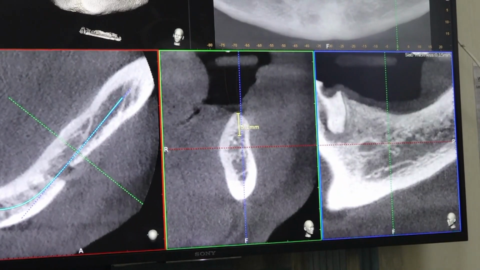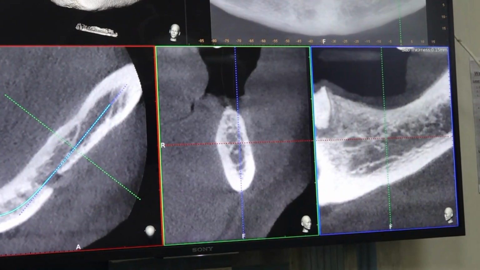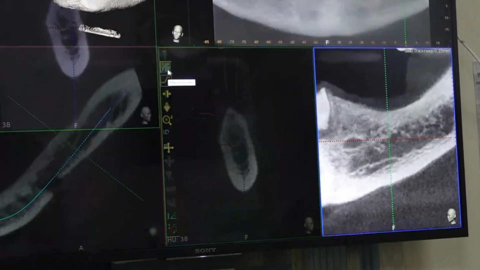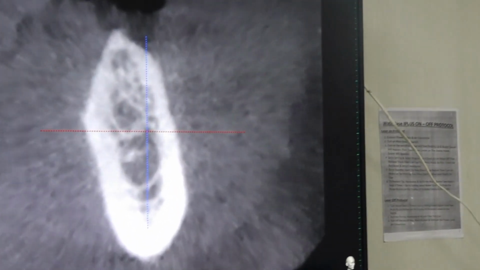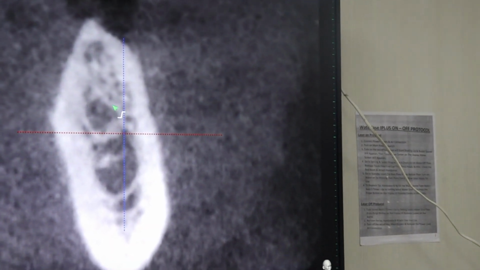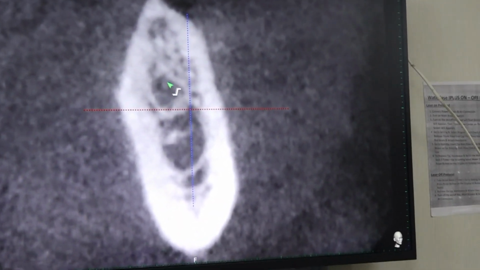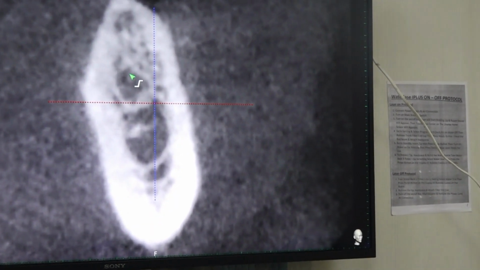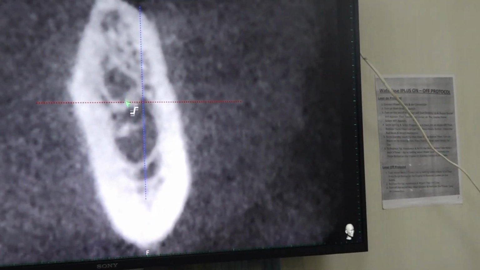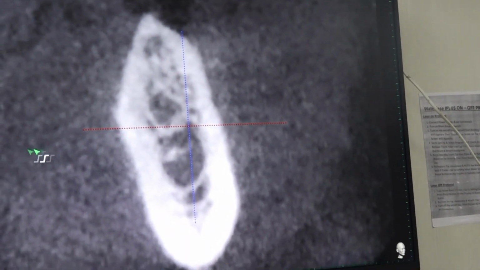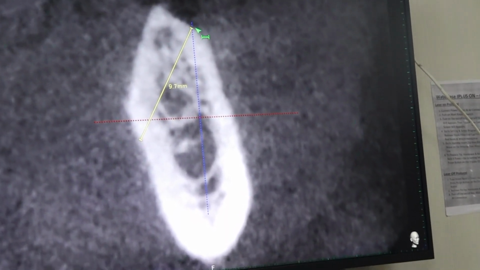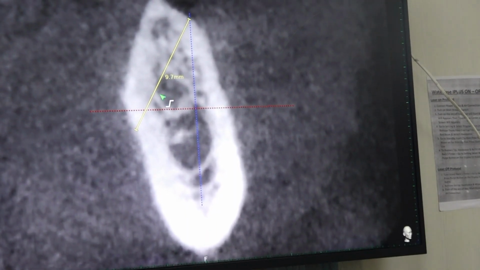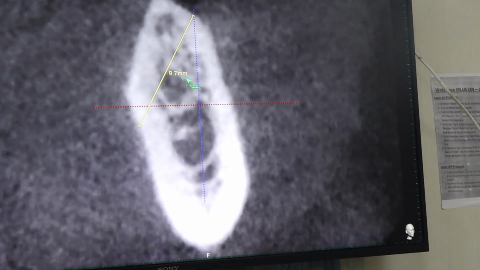Now we will see the distal root of 6. Okay. Here the thing is, this is the canal. This is the myloid ridge. But the canal is above the myloid ridge, right? See, if the canal is here, we can place the implant from here to here. Okay, but the canal is probably above the myloid ridge.